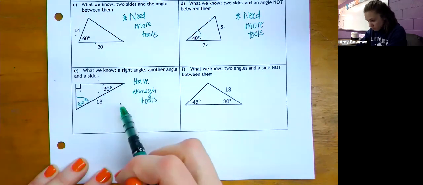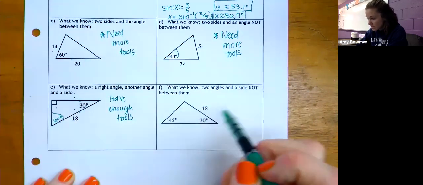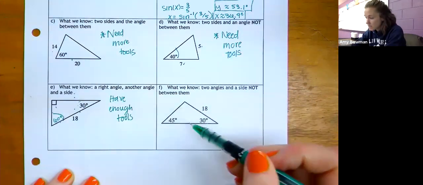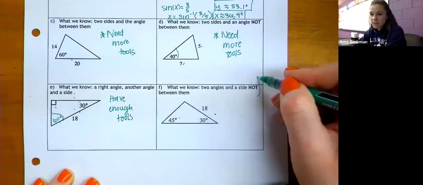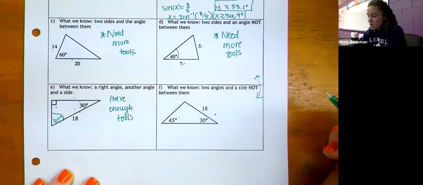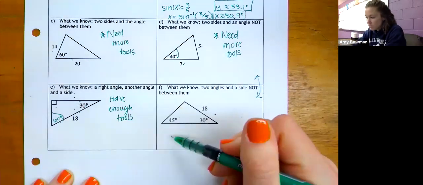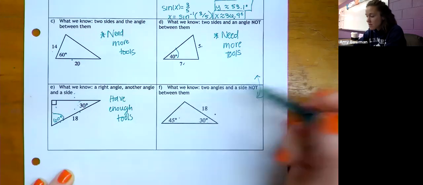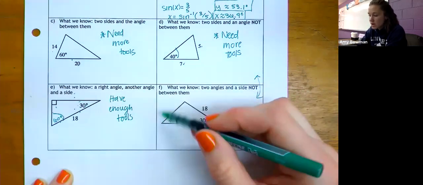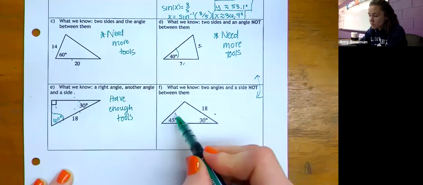This one, 2 angles and a side not between them. This is very similar to the one above it. It looks like we should be able to do it. It's not a right triangle. But I'm going to give you a little preview of what to expect, because this one is a good example to show you something. This is not a right triangle, but I know these 2 side angles, right?